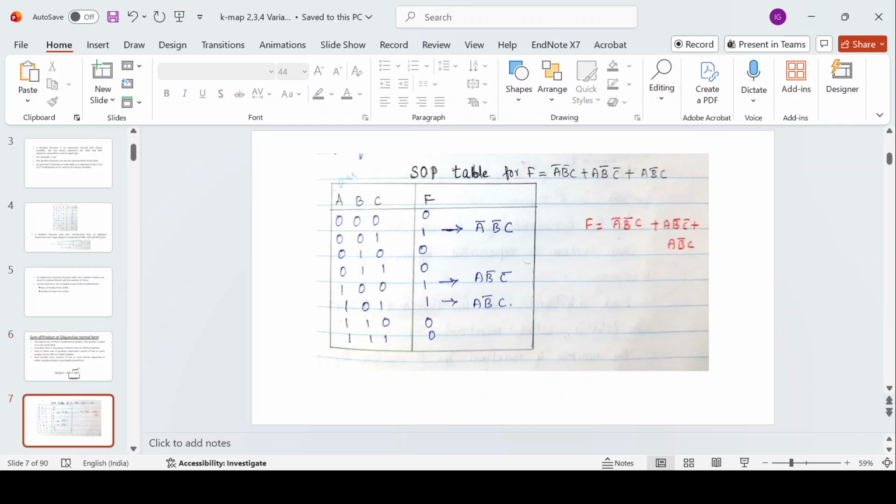Again, we can represent the sum of product in table form. The given function f equal to a dash b dash c plus a b dash c dash plus a b dash c. The given terms are represented as 1, and the remaining terms are represented as 0. In that way, we can create a table.